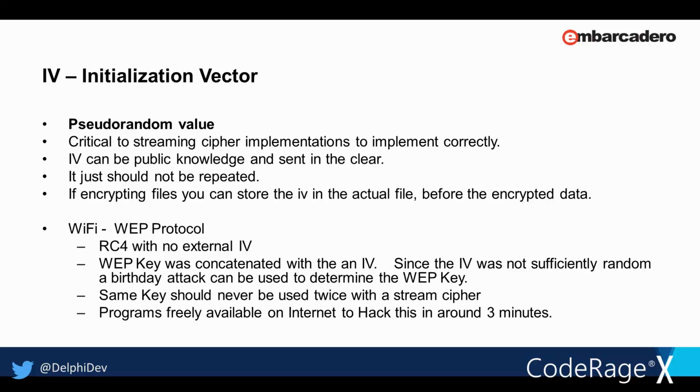And since the IV was not sufficiently random, a birthday attack, which basically, if you walk into a room and ask how many, the odds of guessing somebody's birthday are fairly high. There's a principle there for how it got that name, but you can start guessing what the IV was because it wasn't sufficiently random. And because of that, they were able to determine the WEP key. So hence the same key should never be used twice in a stream cipher. Programs freely available on the internet can hack the WEP protocol in around 3 minutes.